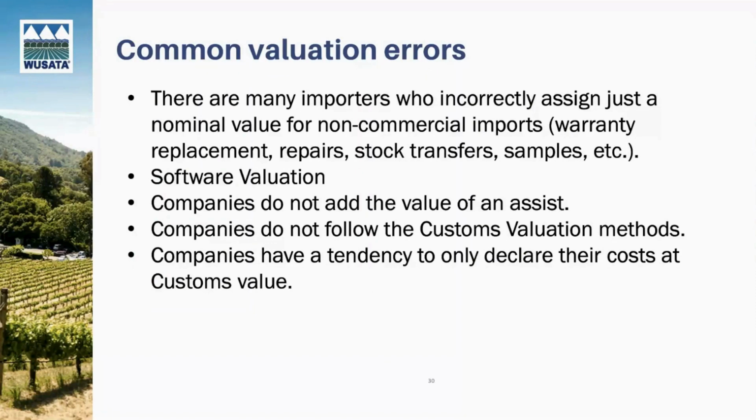Okay, you imported it for $100. Did you provide any raw materials? Yes. Did you provide any molds, any R&D cost, which you didn't charge for? Yes. Well, then add that value of that assist to the value of the import and pay customs duty. So, finally, companies that only declare their cost as customs value, as I mentioned before, that's only in the fourth method, computed value, and you've got to declare cost plus a notional profit margin.